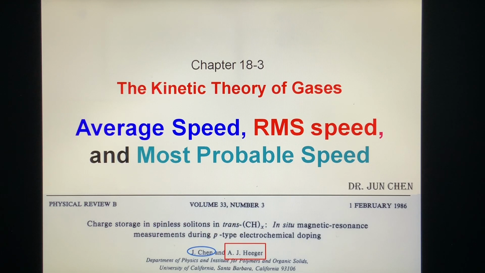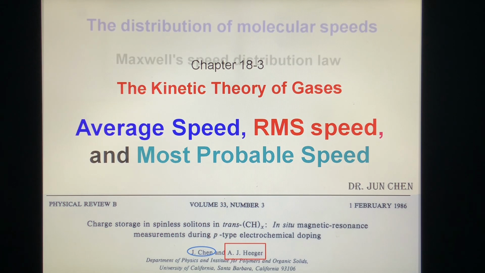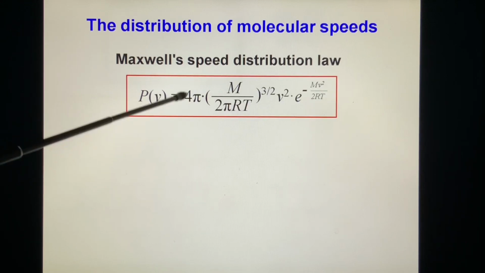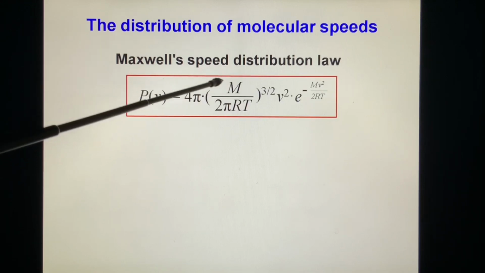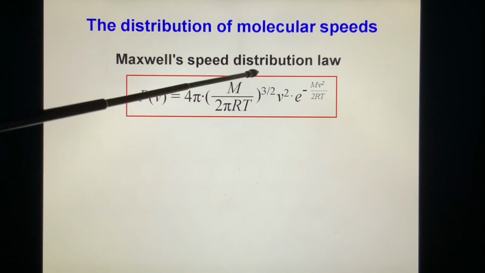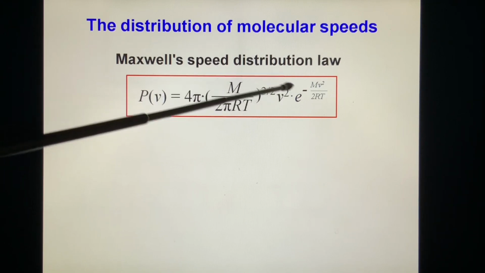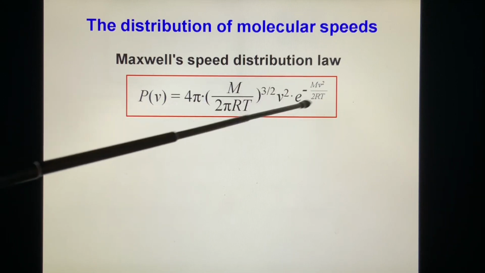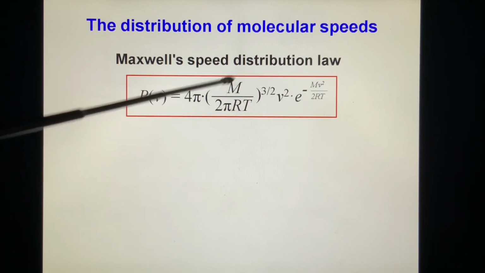Average speed, root mean square speed, and most probable speed. The distribution of molecular speeds, the Maxwell speed distribution law. This is the Maxwell speed distribution law: P(v) = 4π (M/2πRT)^(3/2) v² e^(−Mv²/2RT), more or less like this, okay?